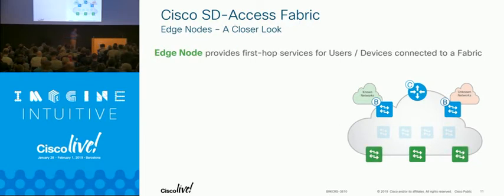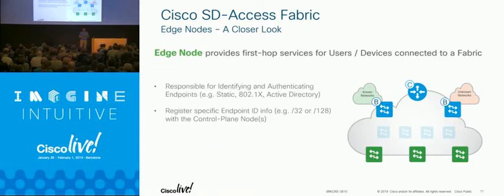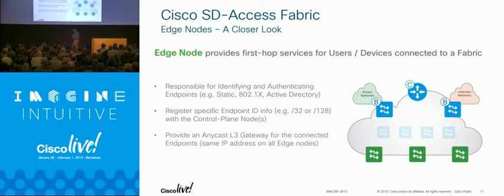Edge nodes. Edge nodes in fabric are responsible for your endpoint connectivity. Things like your wired endpoint, things like your IoT endpoint, all of these things are connected to an edge node. It is also responsible for authentication, like 802.1X, like MAB. All the authentication also happens on the edge node.